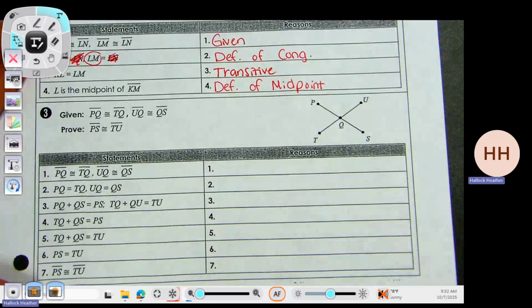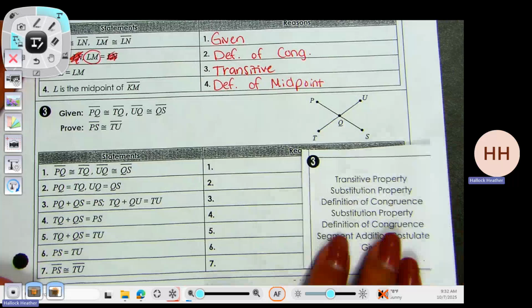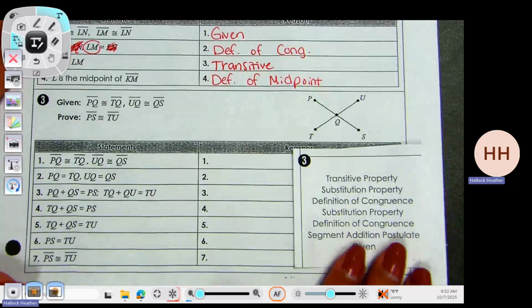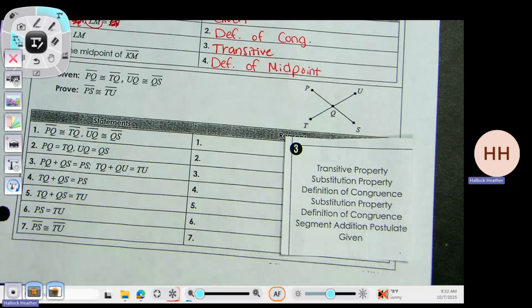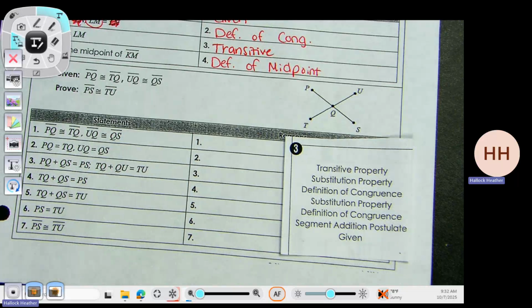Okay. Number 3. Try to fill in the first 3 steps. We'll check the first 3 steps together, and then we'll try to fill out the rest. Try 1 through 3 first, because you don't want to do the whole thing wrong.